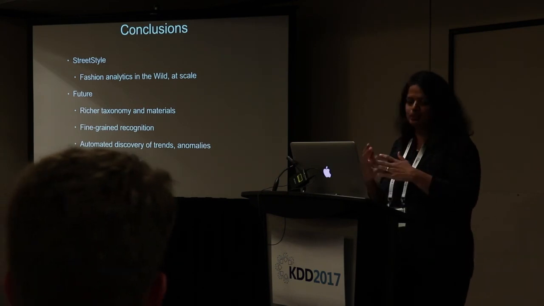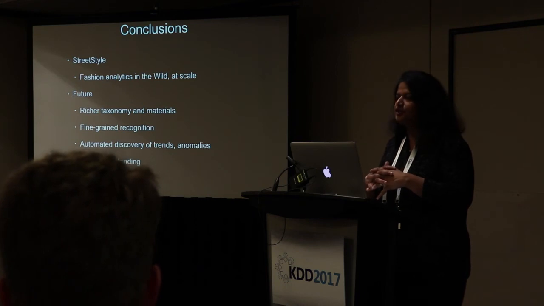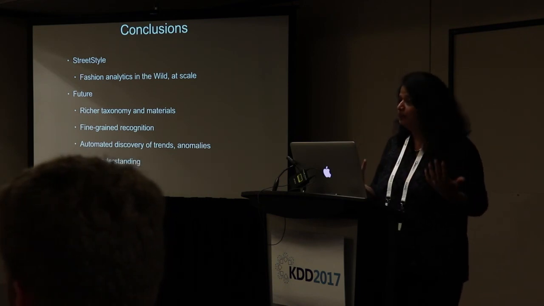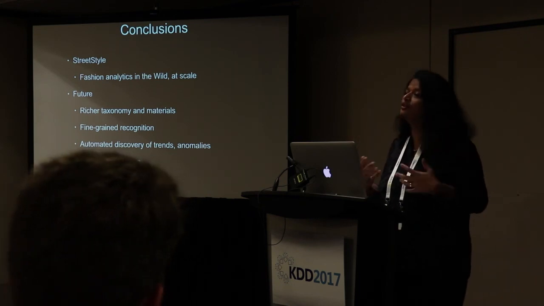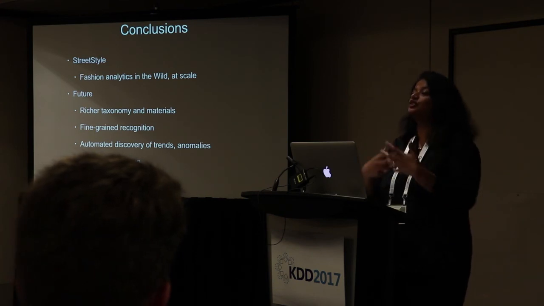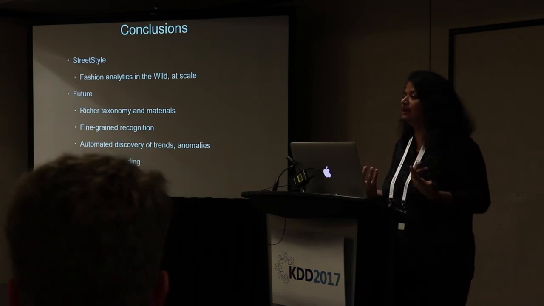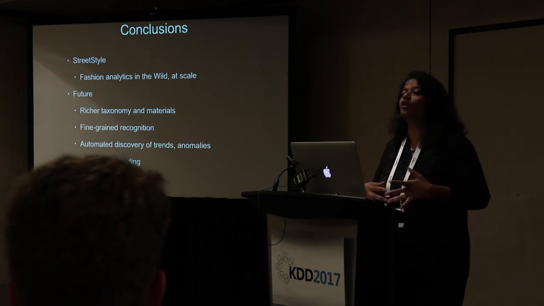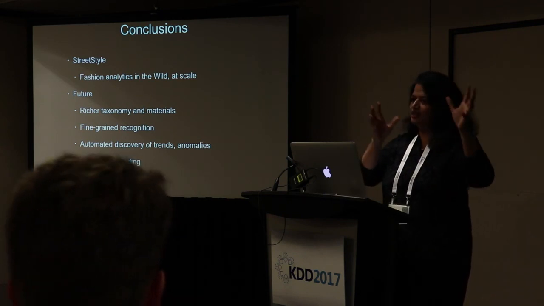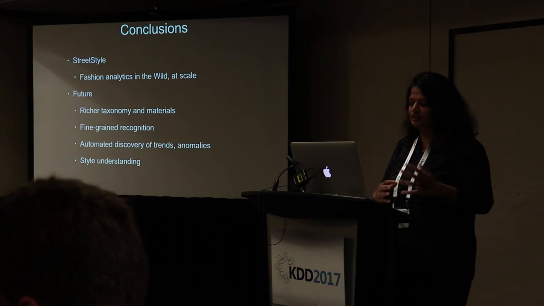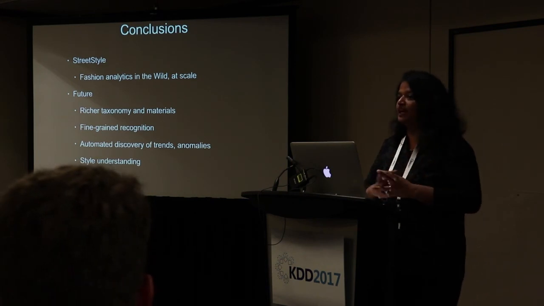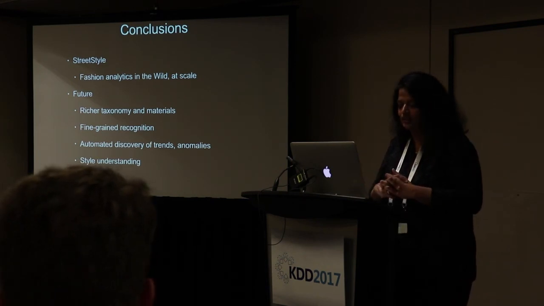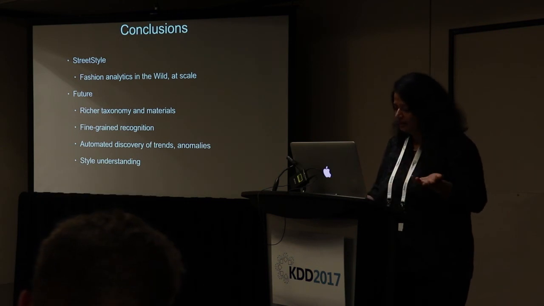Richer taxonomies, richer materials, fine-grained recognition. I didn't talk about other work people have done in the space, such as automatic detection of trends and anomalies, etc. I showed you how you can do it in an exploratory setting, but it would be great if you also had tools that automatically pop these up and said, something crazy seems to be happening in this part of the world at this time. There's lots of nice work that could be done there. Some has already started, and style understanding.